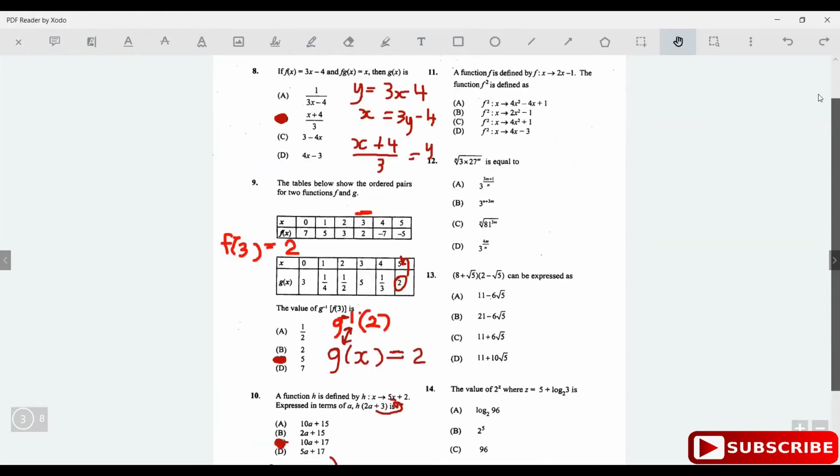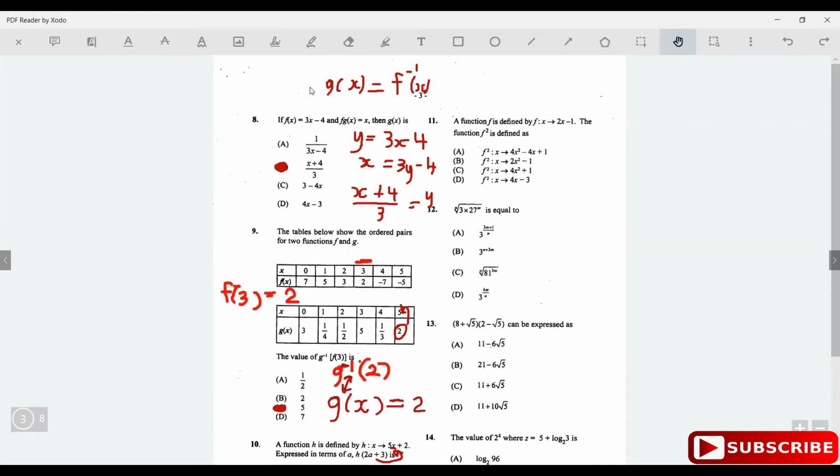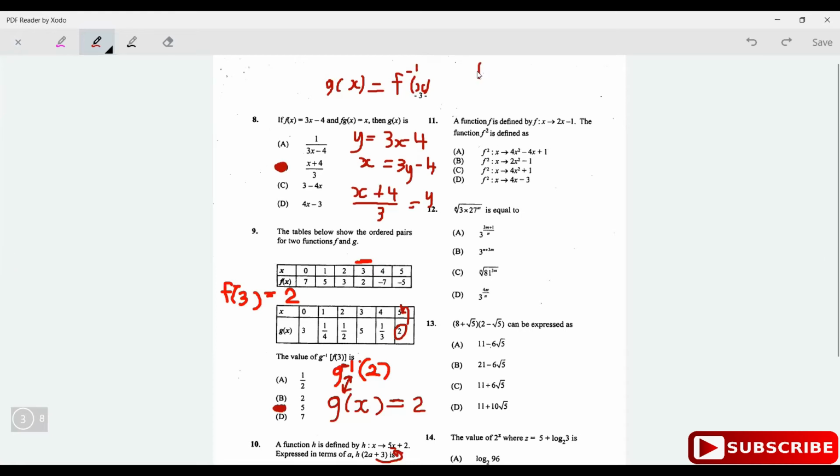Moving along. Right here, it says that a function f is defined by f of x is 2x minus 1, and they want the function f squared. Now, when they say f squared, it means f of f of x. That's what f squared means, f of f of x.